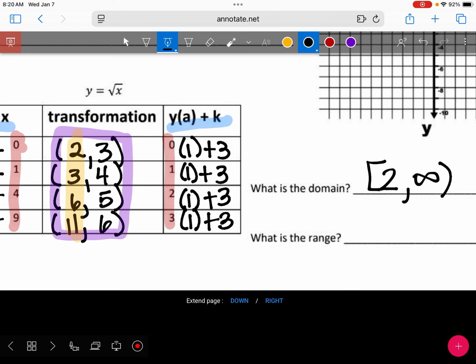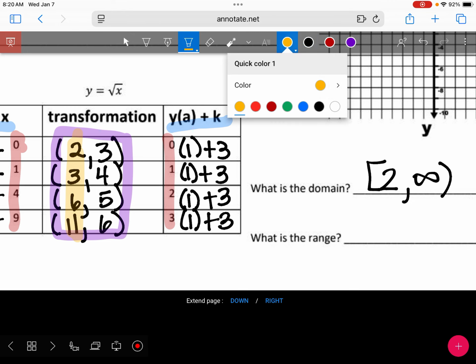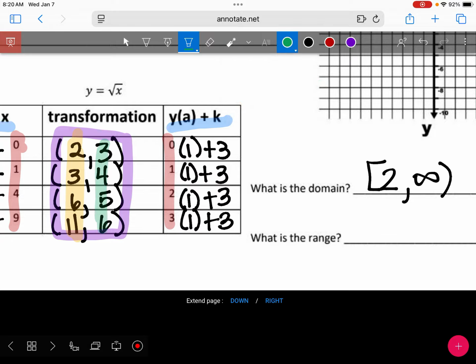My y values, the first y value is 3. And it gets bigger, 3, 4, 5, 6. So that means my range is 3 to infinity. And that is that.